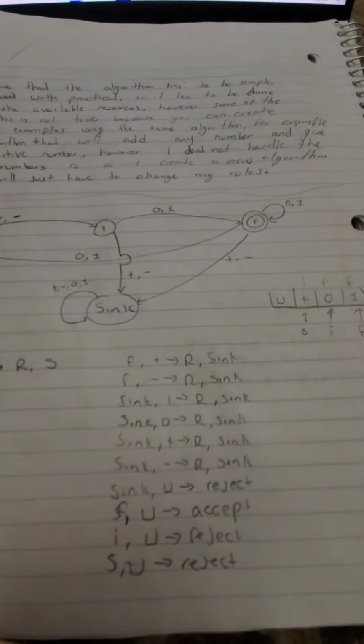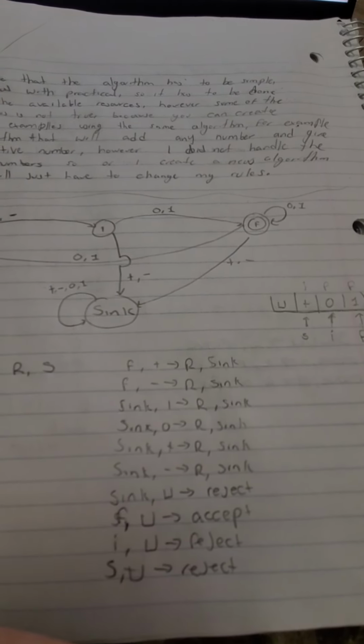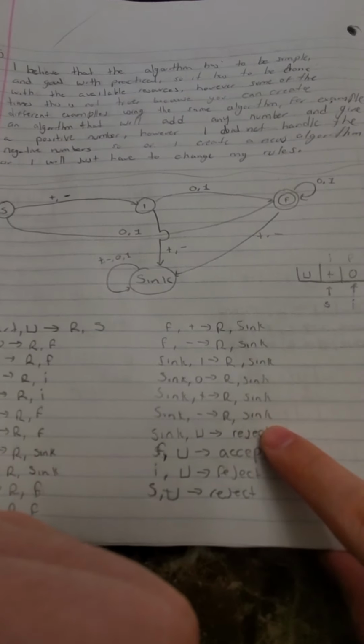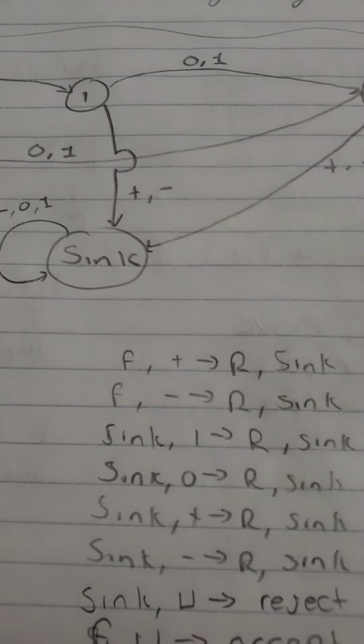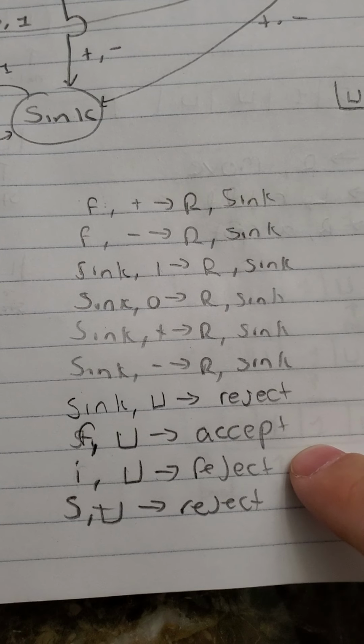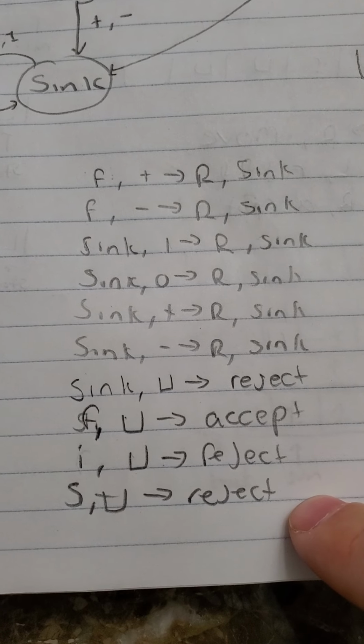Should we have only one step state? My reject state should be when I'm in the sink. Let me try to put it here a little better. When I'm in the final state, this should be the accept state. When I'm in the intermediate state, it should be rejected, and when I'm in the start state, it should be rejected.